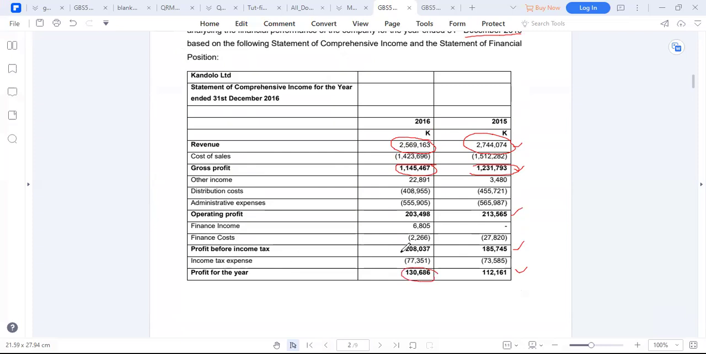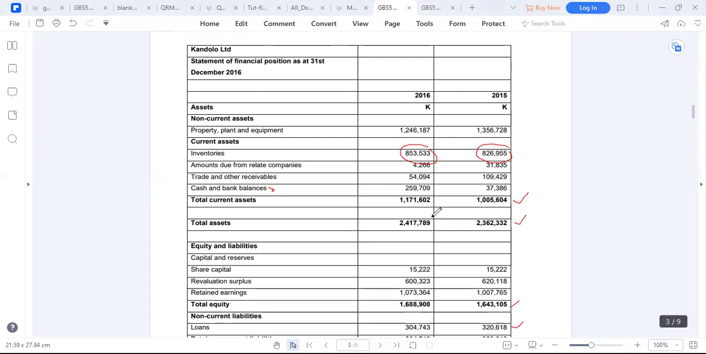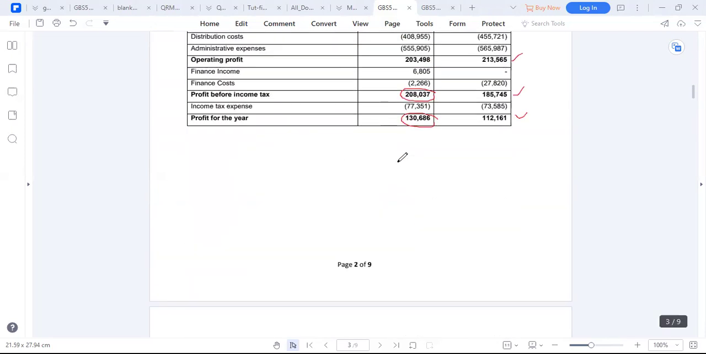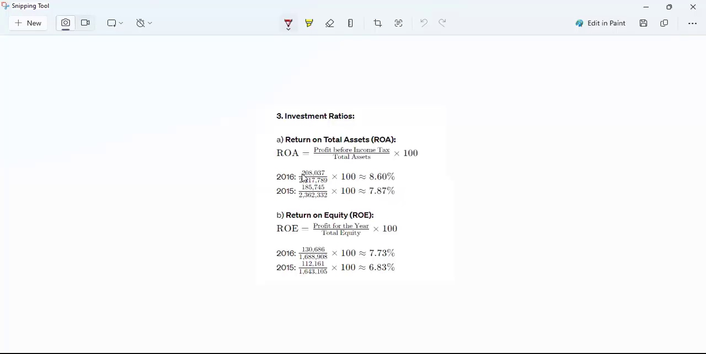Okay, so here we're going to the profit before income tax, before we remove the income tax, and then it's 208. Divided by what? The total assets. Where are the total assets found? In the balance sheet. Total assets in the balance sheet is 2.4. So this is where we got the figure: 208 over 2.4 times 100.